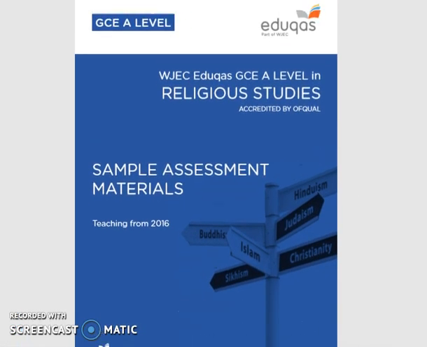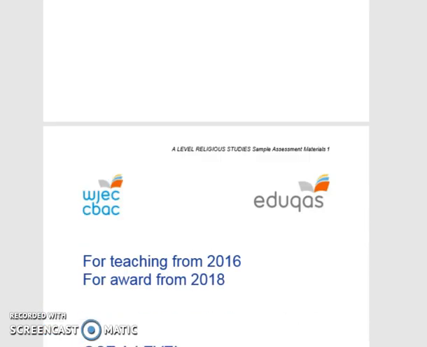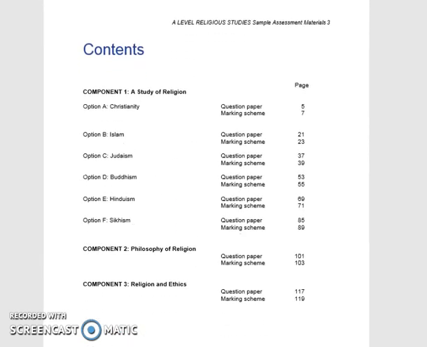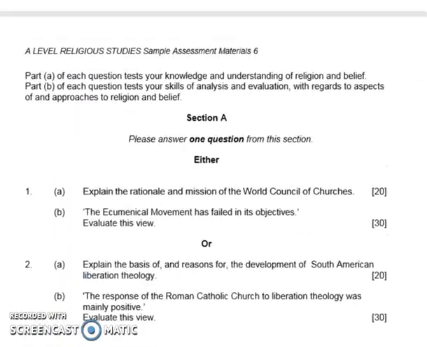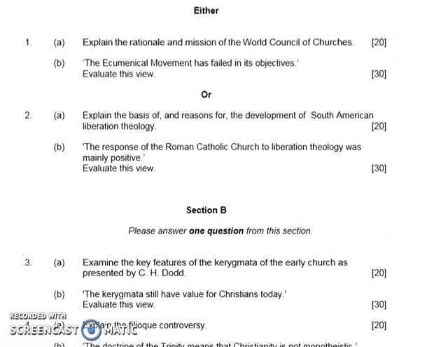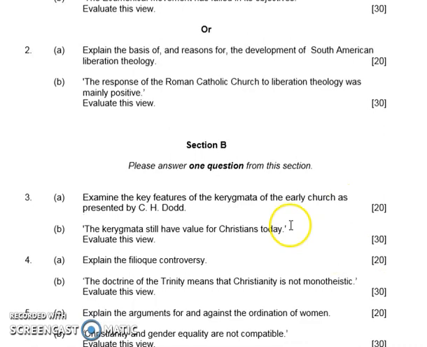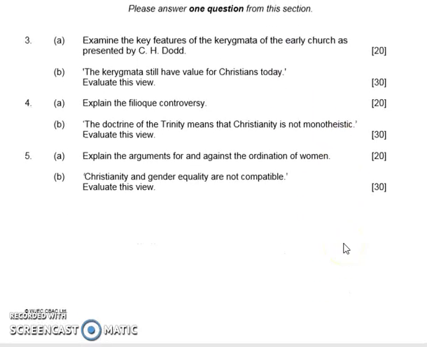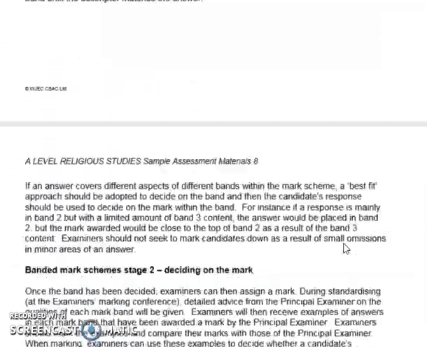So I'm showing it to you like this so you know if you have clicked on the right thing. This is just the sample papers that we were given before we started to teach. So Lytchett students should have this in their folders. There are exams for each religion, as well as philosophy and ethics. So here is the paper. There are questions here on the World Council of Churches, liberation theology, kerygma, filioque, and ordination of women. And there are mark schemes here for each of those questions.